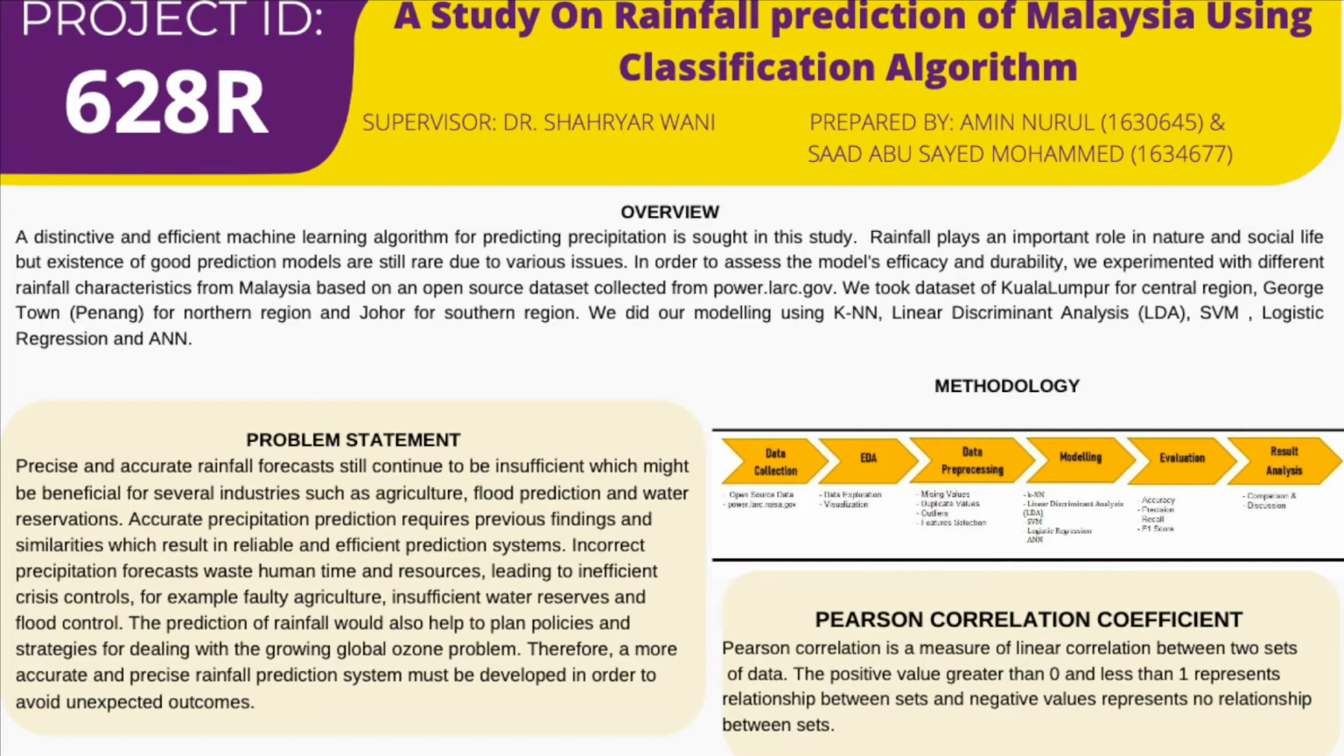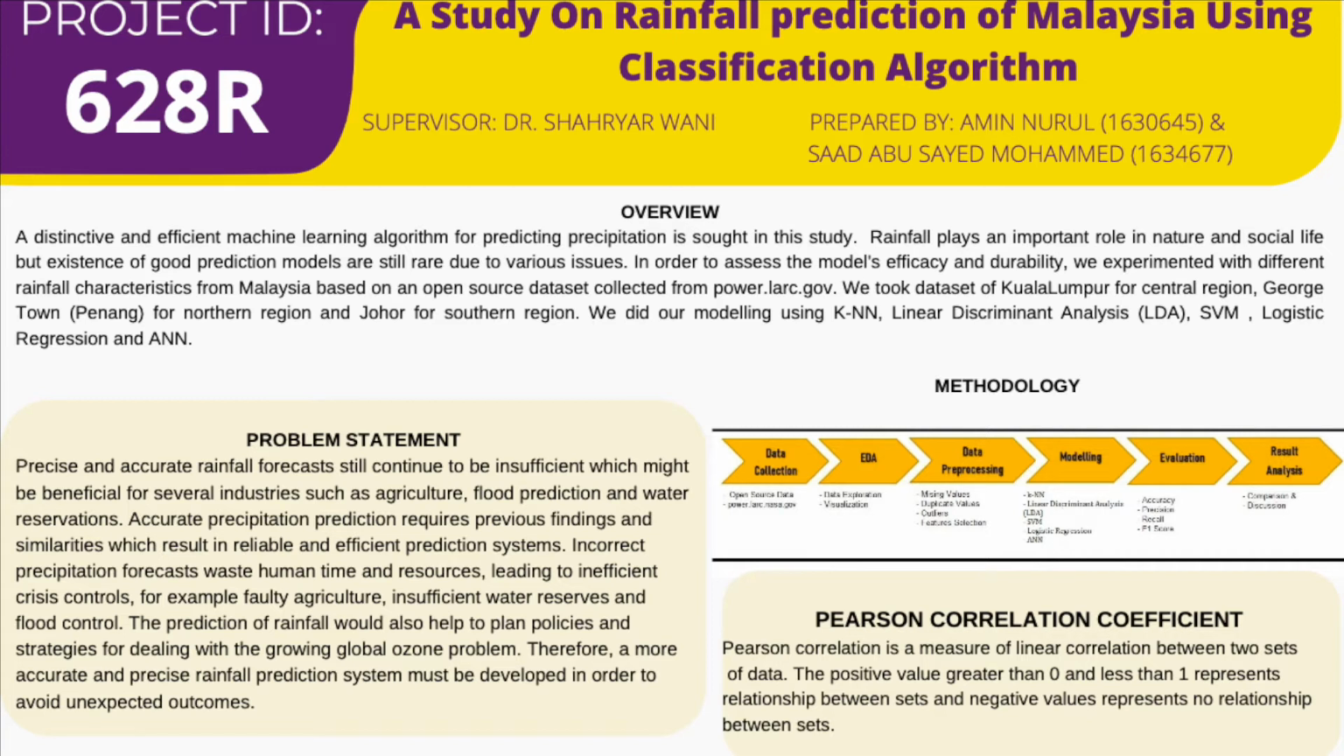A distinctive and efficient machine learning algorithm for predicting precipitation is sought in this study. Rainfall plays an important role in nature and social life, but good precipitation prediction models are still rare due to various issues. In order to assess the model's efficiency and durability, we experimented with different rainfall characteristics from Malaysia based on an open source dataset collected from power.larc.gov. We took datasets of Kuala Lumpur for the central region, Georgetown, Penang for the northern region, and Johor for the southern region. We did our modeling using KNN, linear discriminant analysis, SVM, logistic regression, and ANN.